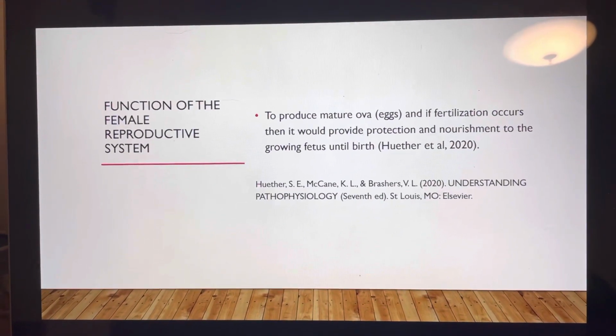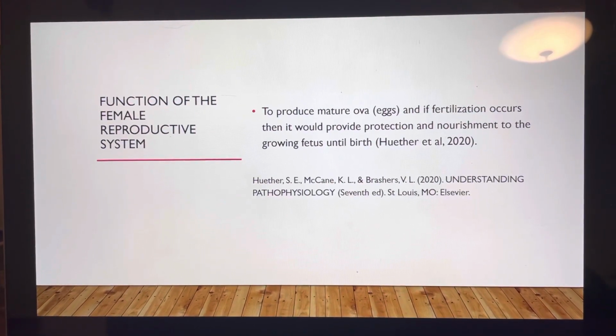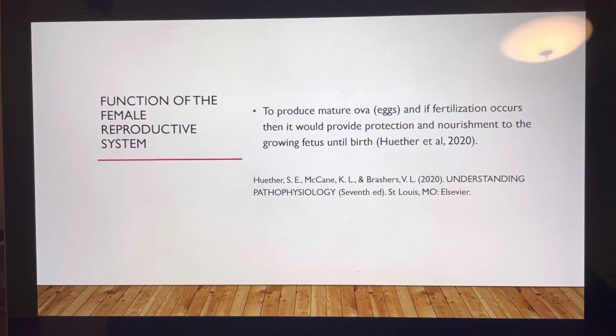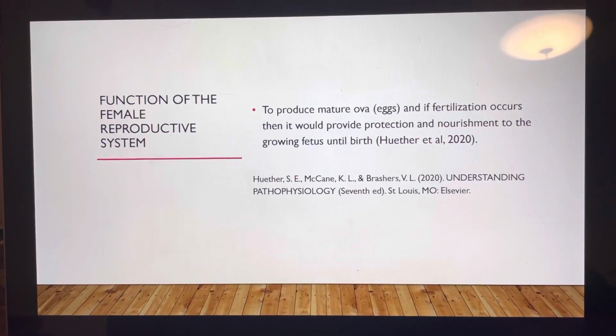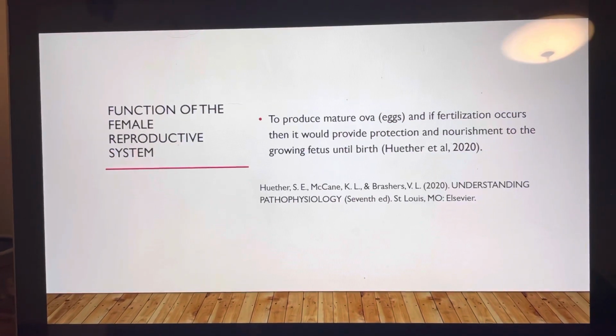First, the function of the female reproductive system is to produce mature ova, which is eggs, and if fertilization occurs, then it would provide protection and nourishment to the growing fetus until birth.